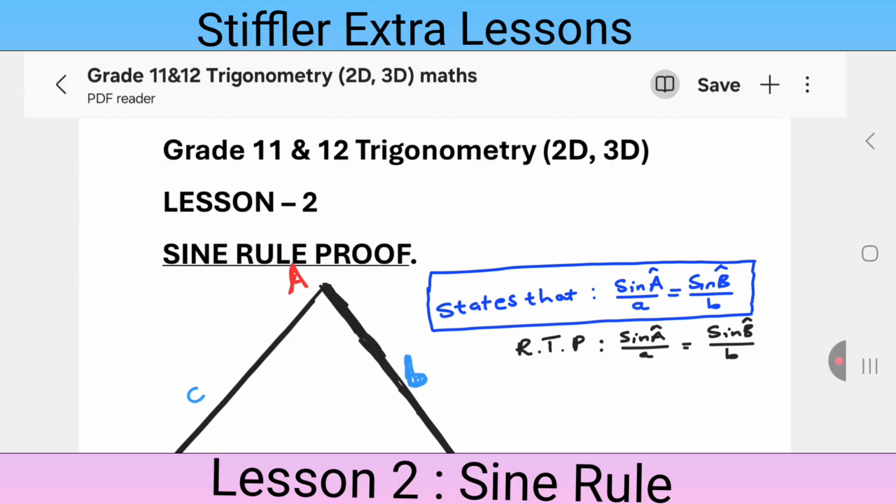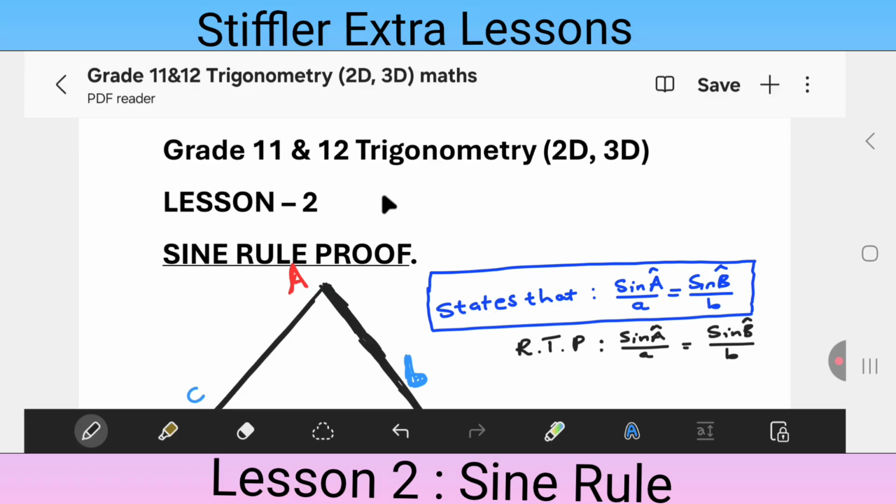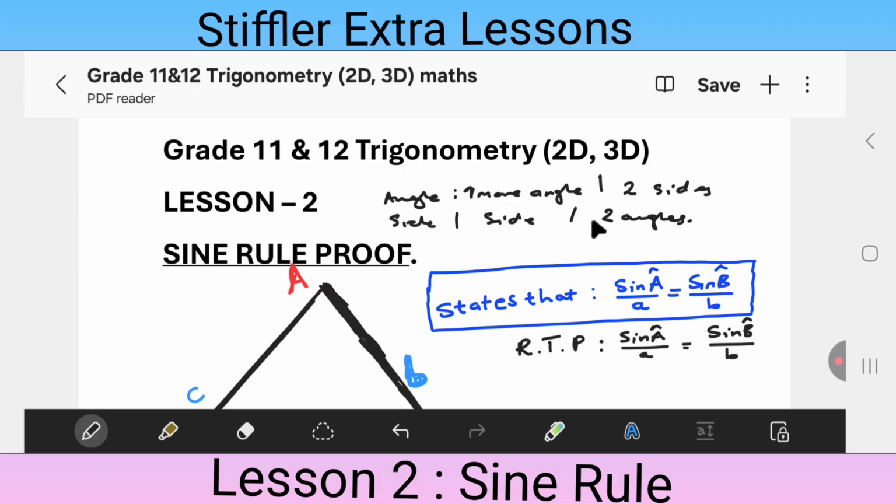The sine rule works when you are trying to find an angle and you have one more angle as well as two sides, or if you're trying to find a side and you have another side and two angles. So that's how the sine rule works. It's either you're trying to find an angle or you're trying to find a side, right?